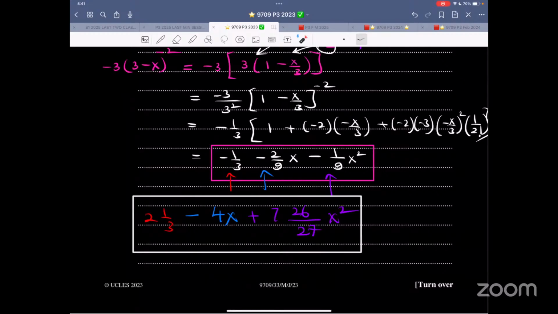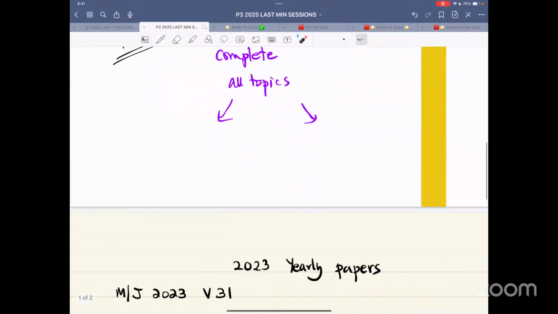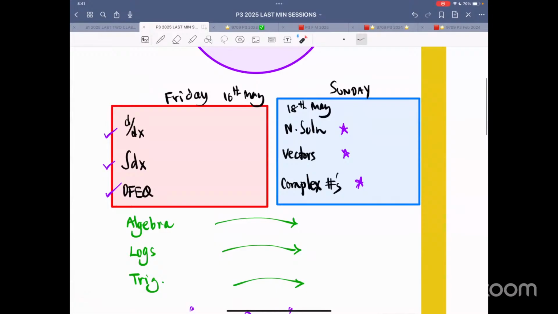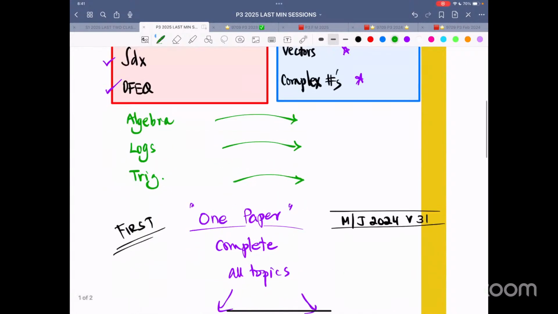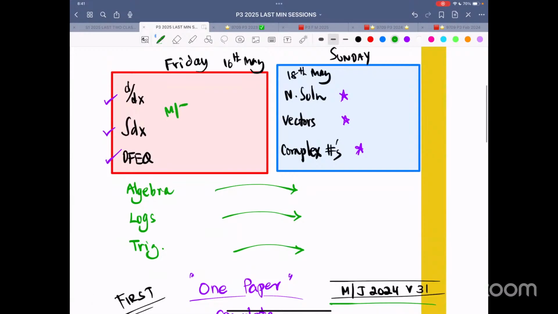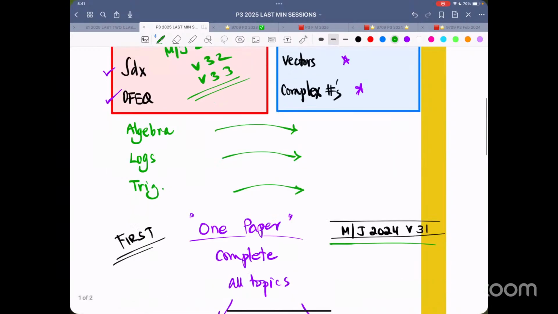So that is the end of the first session. The Friday session is done and dusted. Not only did we do a lot of working on that, the whole paper is done. And then over here, May/June 2024, variant 32, variant 33, we have worked all the way up till here. So we will follow the same suit for tomorrow and work in a similar manner. So till the very next class.